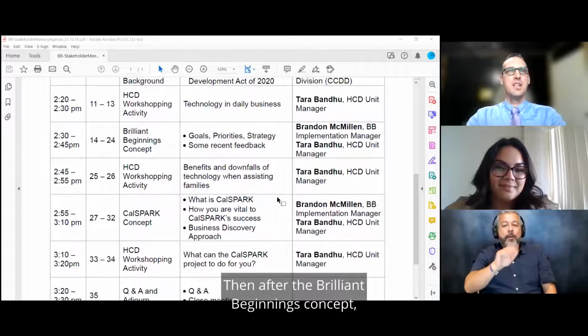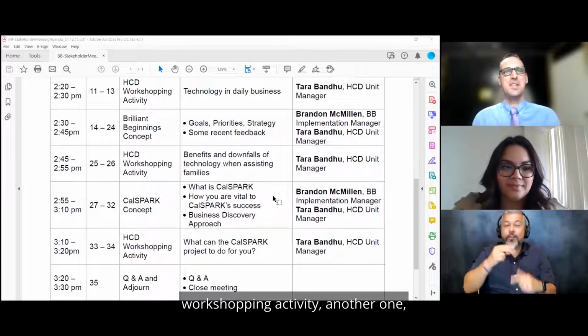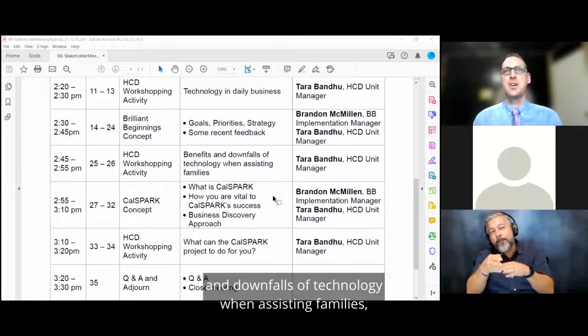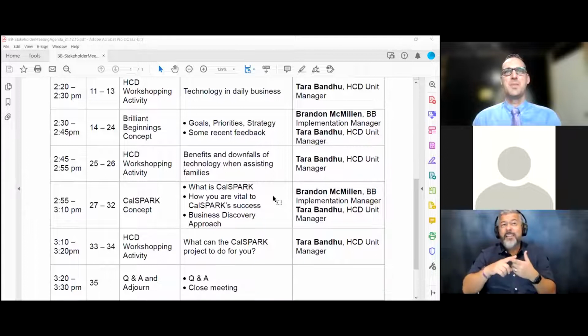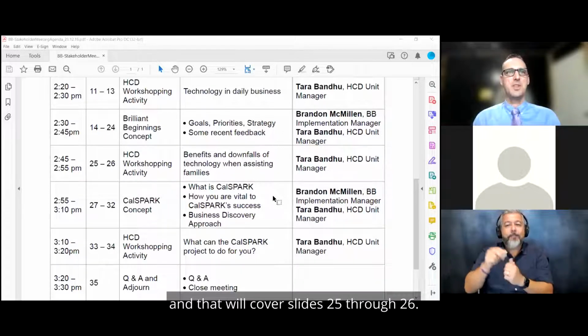Then after the Brilliant Beginnings concept, we will have a human-centered design workshopping activity, another one, that'll kind of get into some of the benefits and downfalls of technology when assisting families, led again by Tara and the human-centered design team. And that will cover slides 25 through 26.